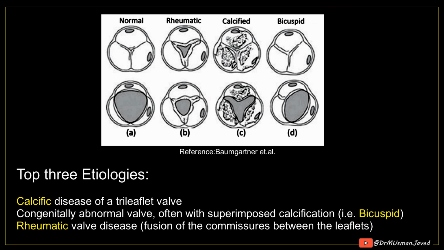This is an illustration from Baumgartner et al., which shows some of the different types of valve disease, three most common types. On the left, we have a normal appearing valve. Then we have what we see is a rheumatic appearing valve with fusion of the commissures between the leaflets, calcific valve, and a bicuspid valve.